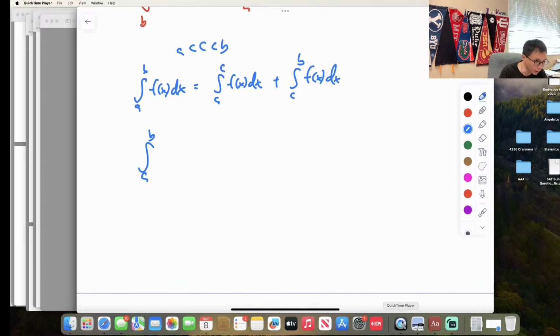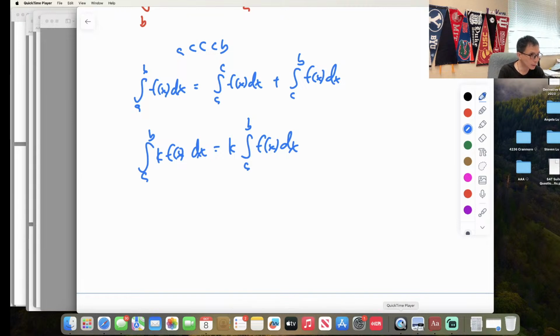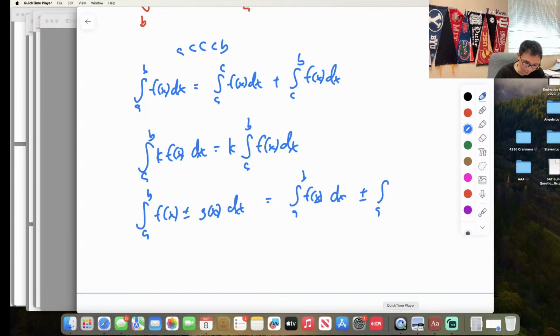Two other properties. The integration from a to b of k times f of x dx is equal to k times the integration from a to b of f of x dx. You can take out a k from the integration. Also, you can do addition and subtraction. The integration from a to b of f of x plus or minus g of x dx is equal to the integration from a to b of f of x dx plus or minus the integration from a to b of g of x dx. You can add those 2 functions together.